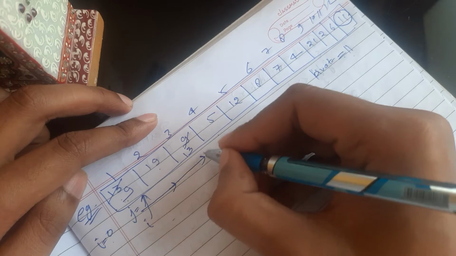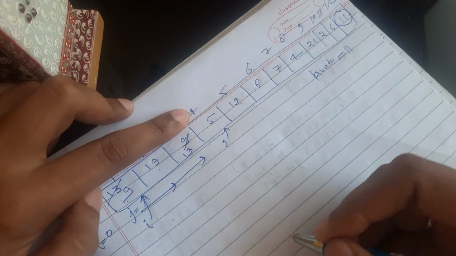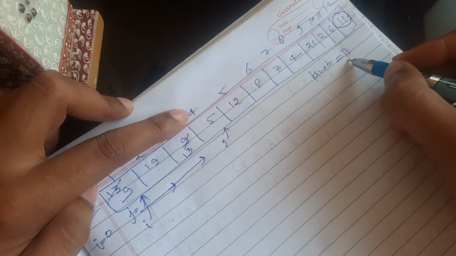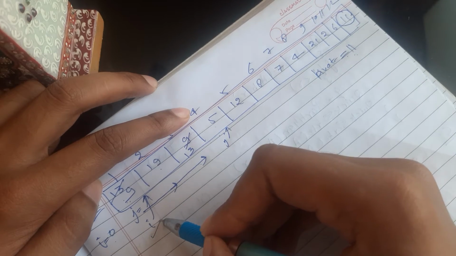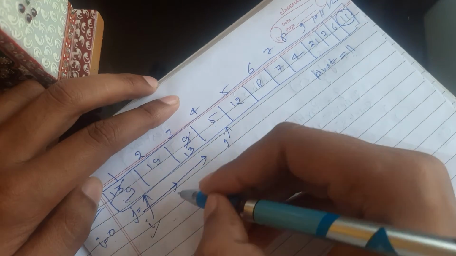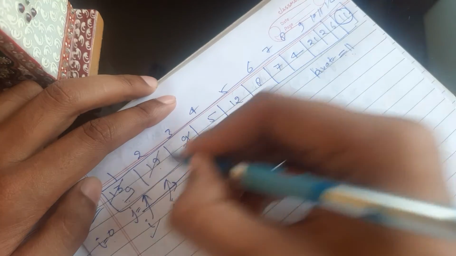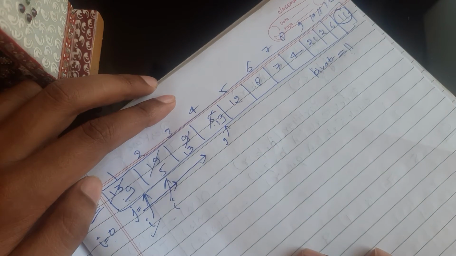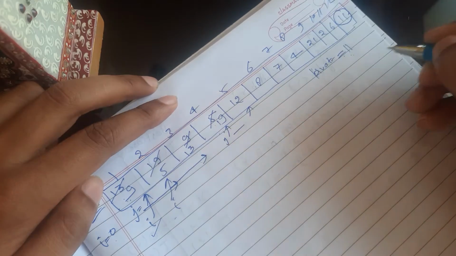Okay. Then I is pointing to here. Then J is incremented. Now J is pointing to here. Then A of J is less than pivot. It's true. Then we increment I and exchange A of I and A of J. Then I is pointing here. Okay. Then we increment J.